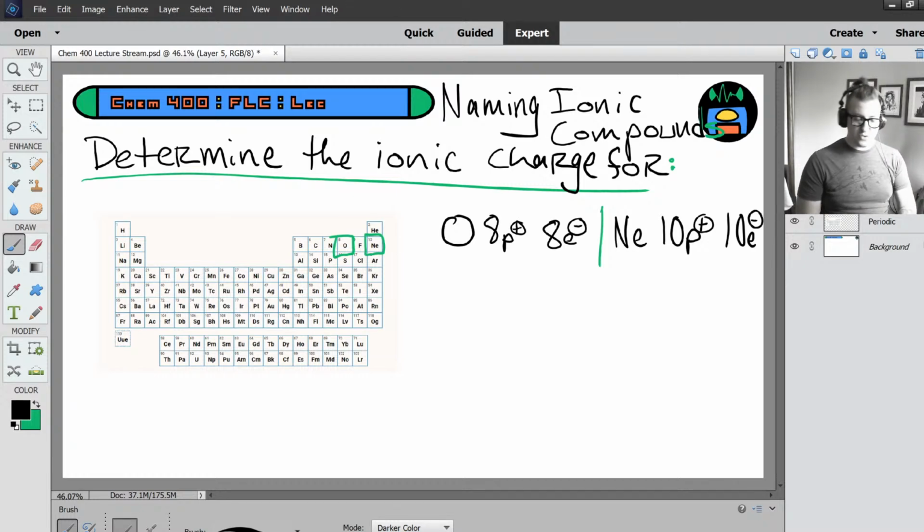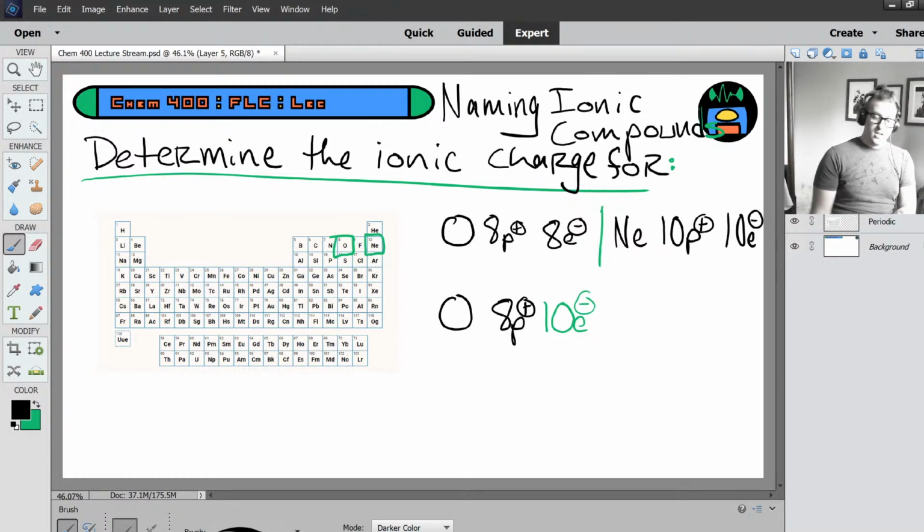10 protons, 10 electrons. So when oxygen becomes an ion, it's going to become an ion because it wants to have the same number of electrons as neon. It's going to change its electron count. It's going to gain electrons in the quest to become as stable as neon. But by doing so, it's going to throw its atomic neutral charge out of whack.